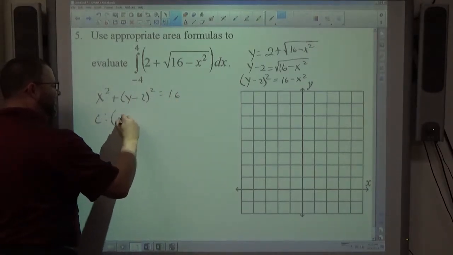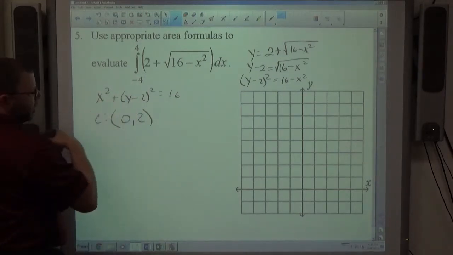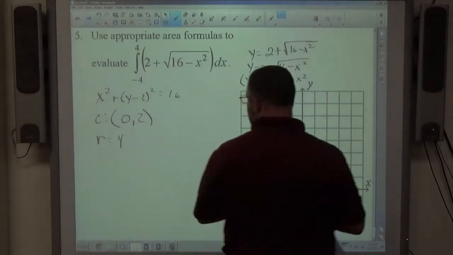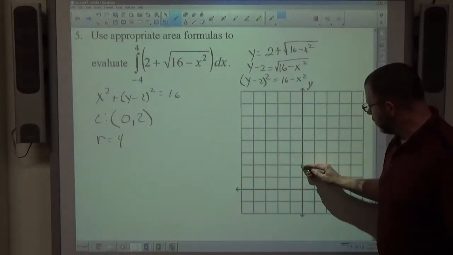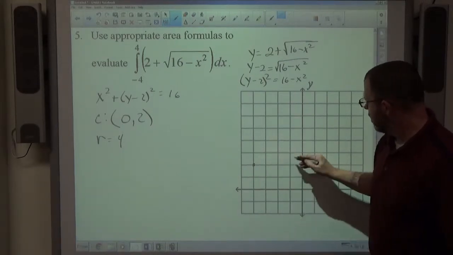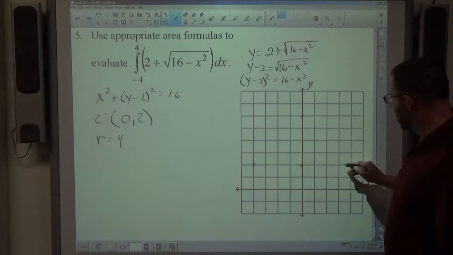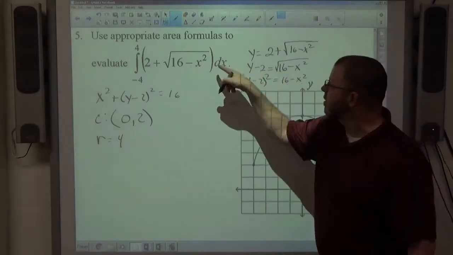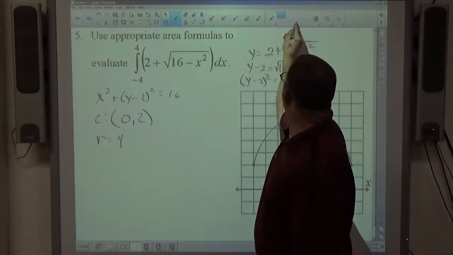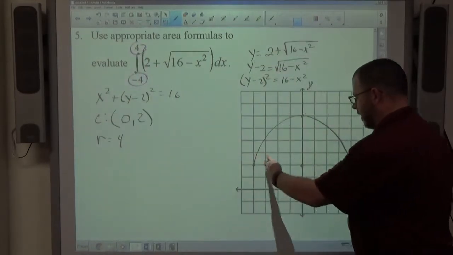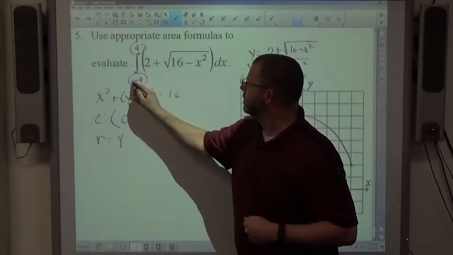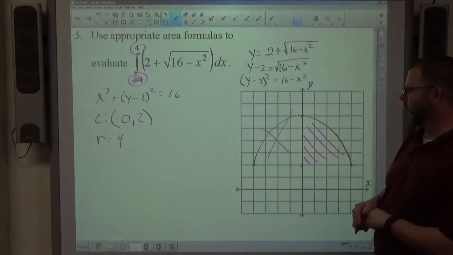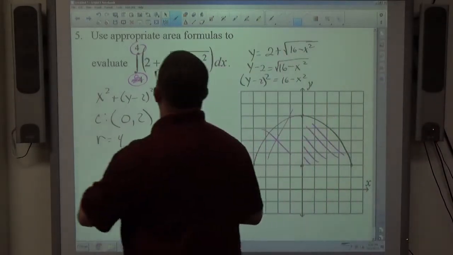The center of the circle is (0, 2), the opposite of negative 2. The radius is 4 because the square root of 16 is 4. So if I'm just imagining this circle, center (0, 2), radius of 4, so 4 left, 4 up, 4 right. Connect those dots with a nice semicircle. That's what this graph is. The fact that this says from negative 4 to 4 tells me that I'm going to start here and end here. If it said 0 to 4, then I would only want this much of it, and I'd throw that part out. So again, the interval there is going to establish how much of the circle you're using.